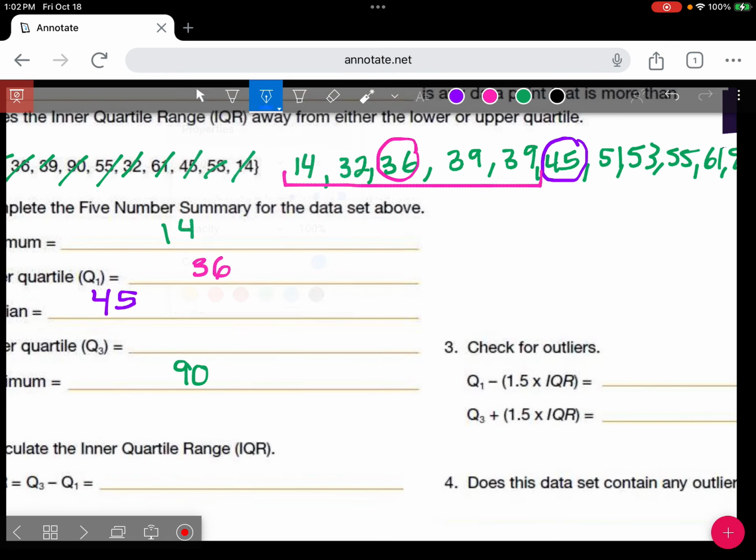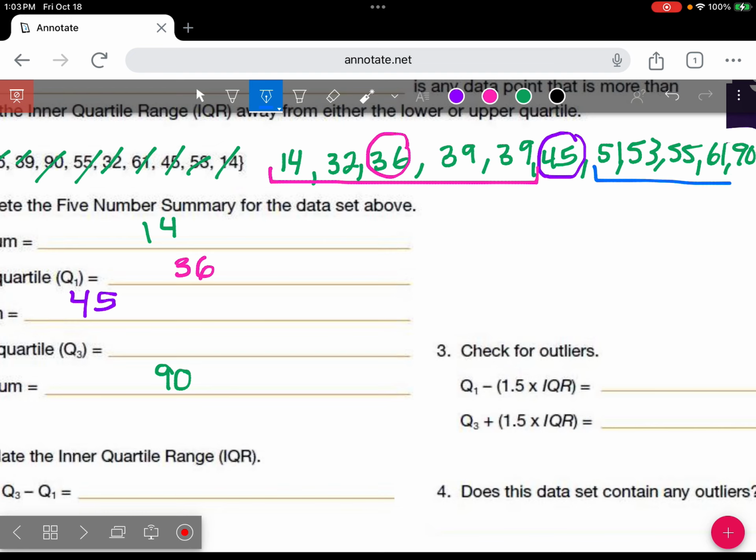Then we're going to do the same thing with the bigger numbers. I'm going to take my numbers bigger than my median, and we're going to find the median again up there. 55. That is my upper quartile, or Q3.